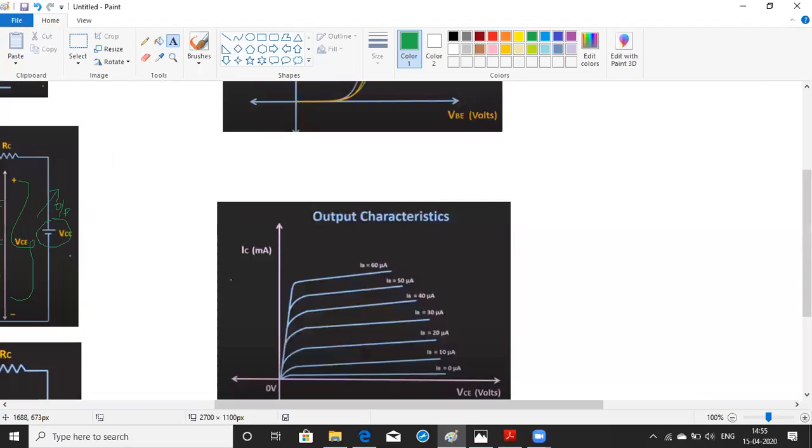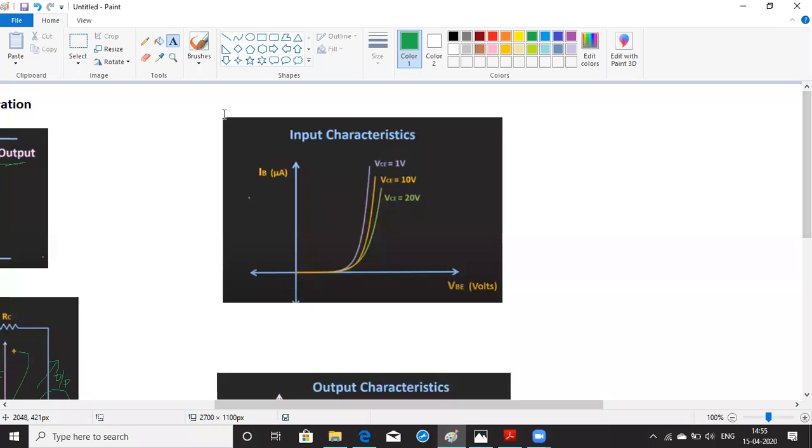Now coming to the input characteristics. I have already told you the input characteristics are between the input voltage and the input current. What is the input current in this common emitter configuration?